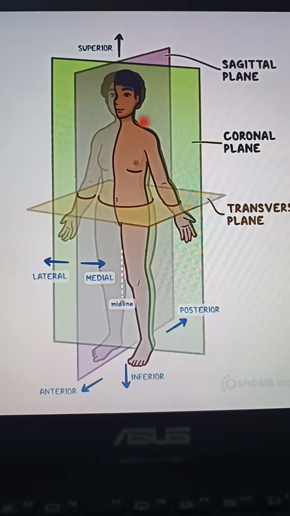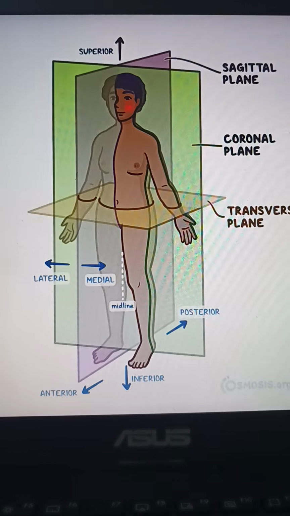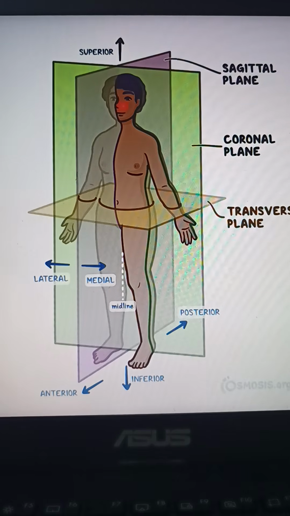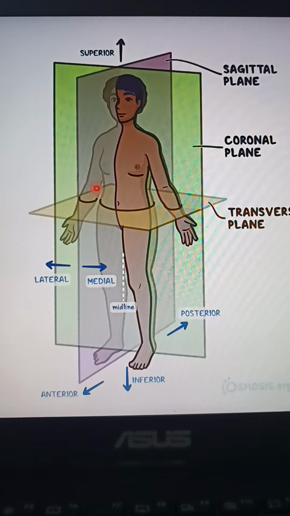This is the normal anatomical position. The person is standing upright. He's facing forwards with the head and eyes directed straight. Arms are hanging on the sides.